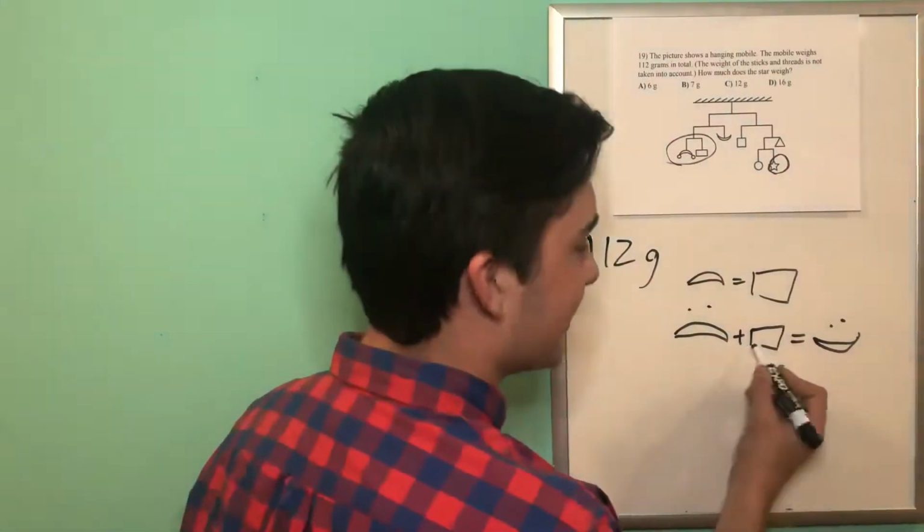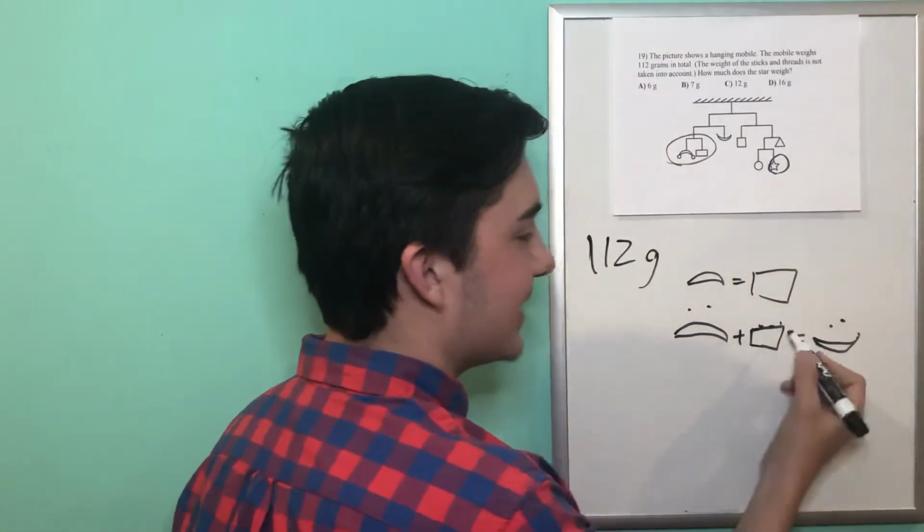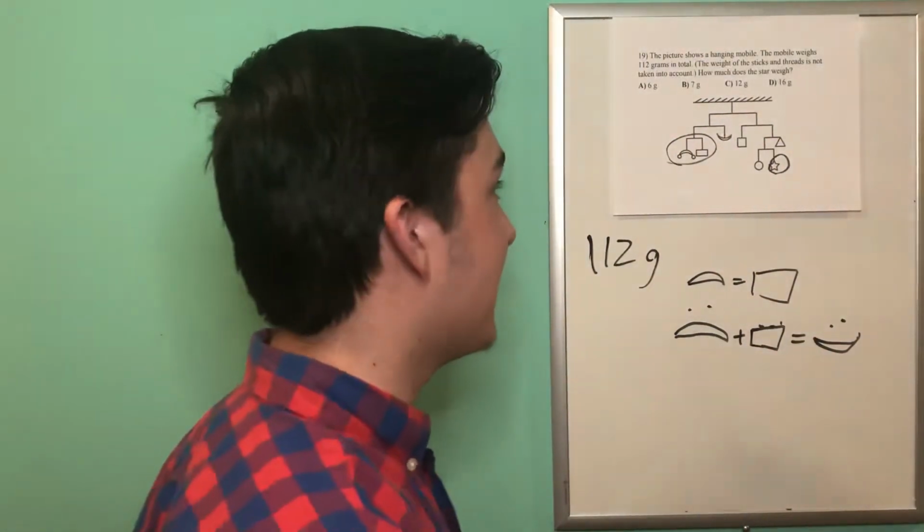So maybe this rectangle is a piece of little cake. Now he had some cake and now he's happy. I know I'd be happy with some cake.